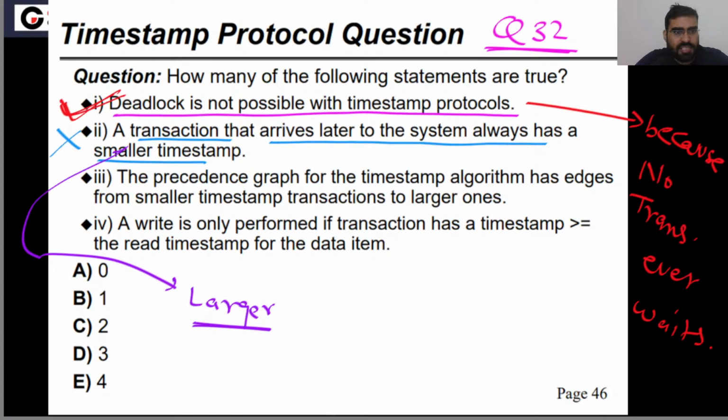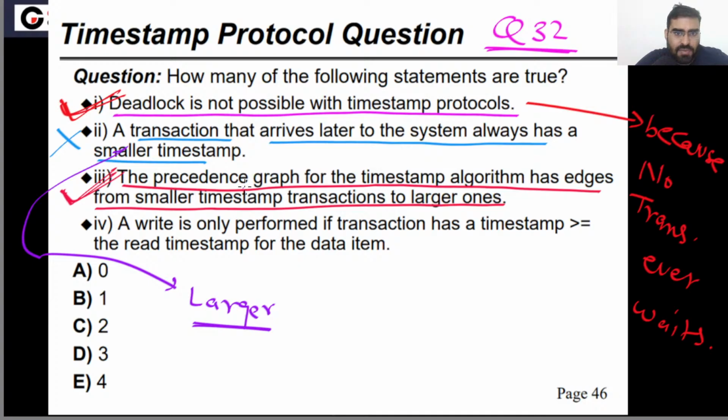Okay. Now let's see the next. Next, you can notice the precedence graph for the timestamp algorithm. So you can see that the precedence graph for the timestamp algorithm has edges from smaller timestamp to larger ones. So yes, this is correct. The third one is definitely correct.